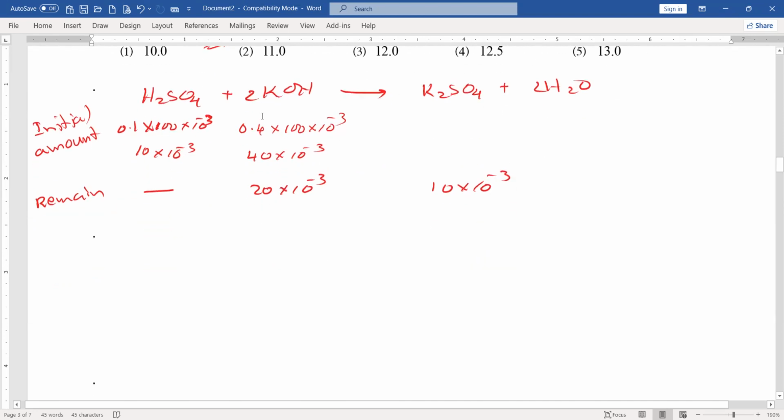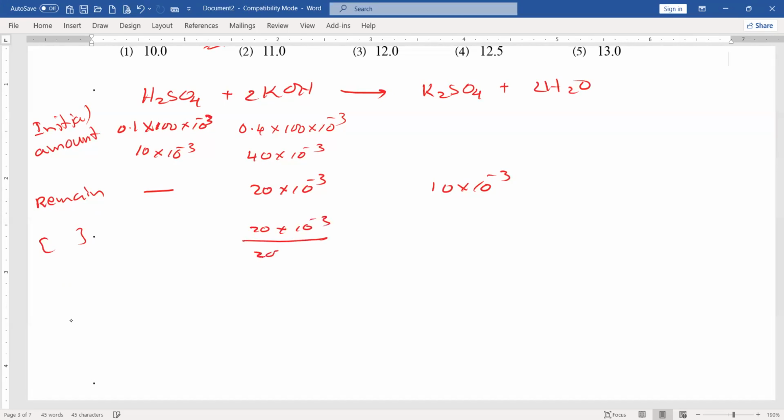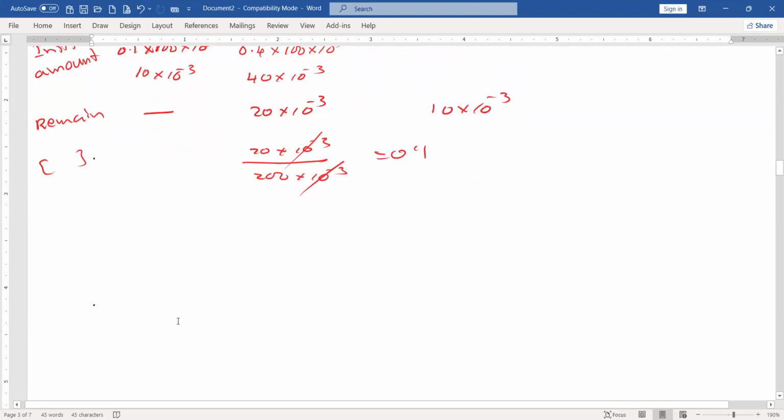But now we have the KOH. Now you can find the concentration of KOH. It is 20 into 10 to the power minus 3 divided by 200 into 10 to the power minus 3. Why? The volume is 200, because we added 100 cubic centimeters of sulfuric acid and 100 cubic centimeters of KOH. So it is 0.1. Now you have a 0.1 moles per dm cube solution of KOH.